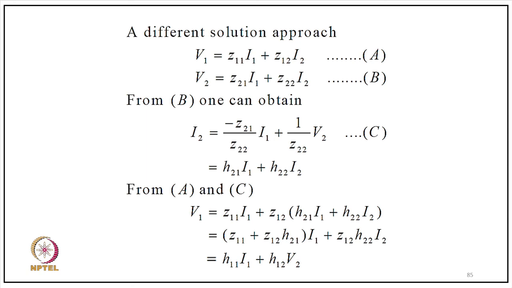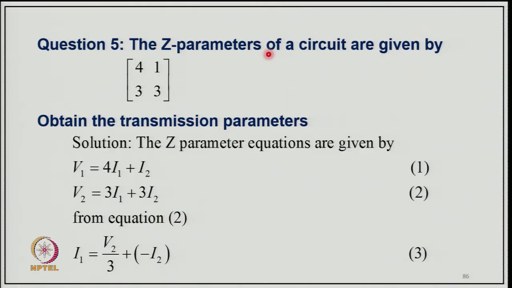From which we can find the equations V1 equals Z11 I1 plus Z12 I2 and V2 equals Z21 I1 plus Z22 I2. From the second equation we can obtain I2 equals minus Z21 upon Z22 I1 plus V2 upon Z22, or H21 I1 plus H22 V2. So, taking from these equations, V1 equals Z11 I1 plus Z12 in bracket H21 I1 plus H22 V2, equal to Z11 plus Z12 H21 into I1 plus Z12 H22 into V2, and that is equal to H11 I1 plus H12 V2.